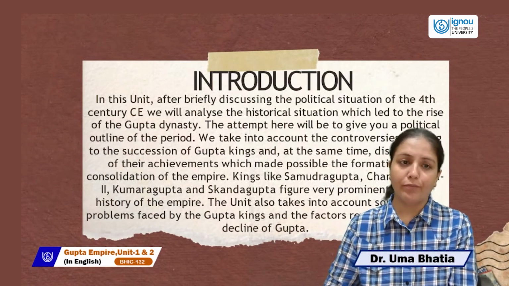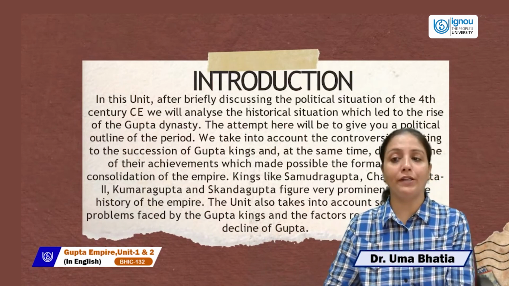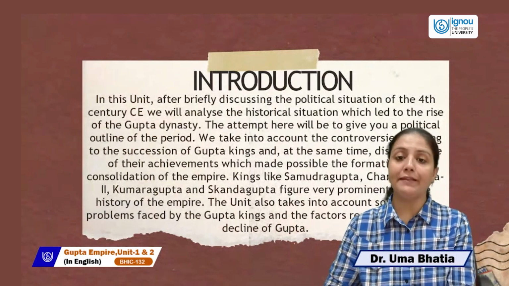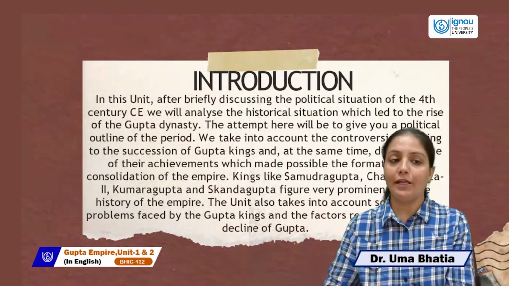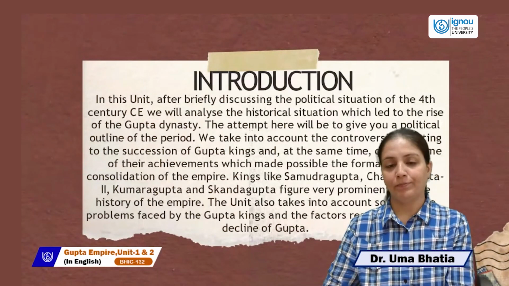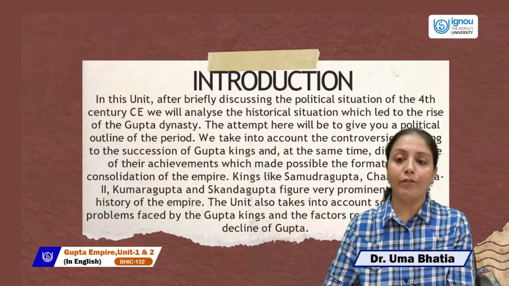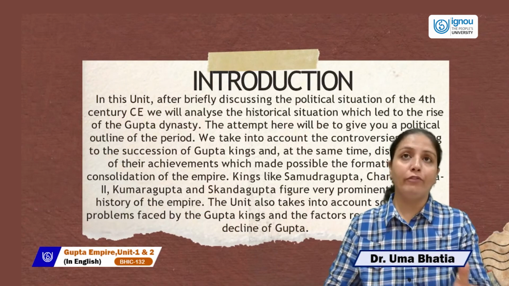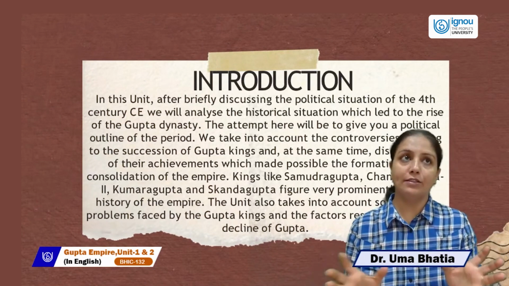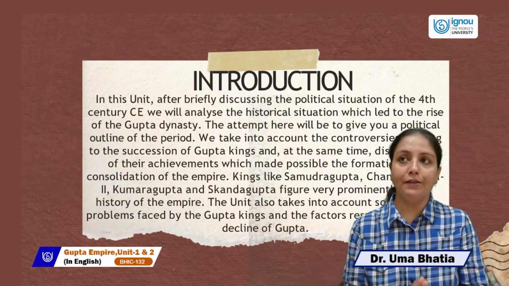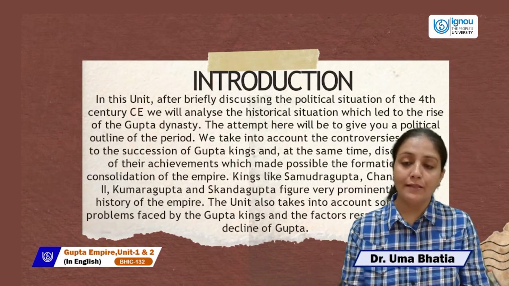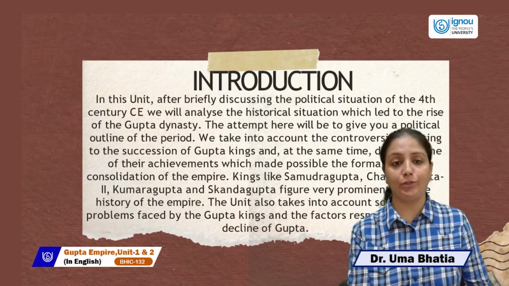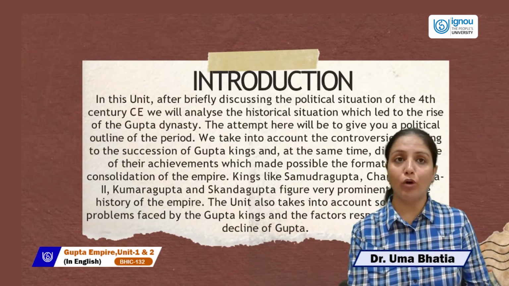In this unit, after briefly discussing the political situation of the 4th century, we will analyze the historical situation which led to the rise of the Gupta dynasty. The attempt here will be to give you a political outline of the period, the political administration, and the directions the emperors gave their subjects. The emperors were doing some political reforms in their empire. We will discuss this.